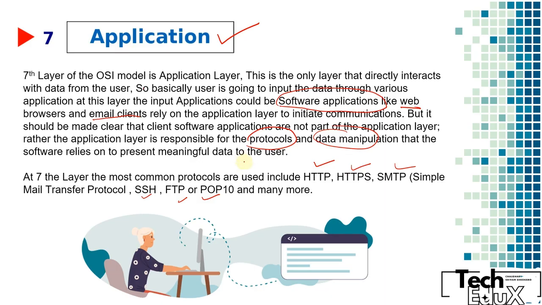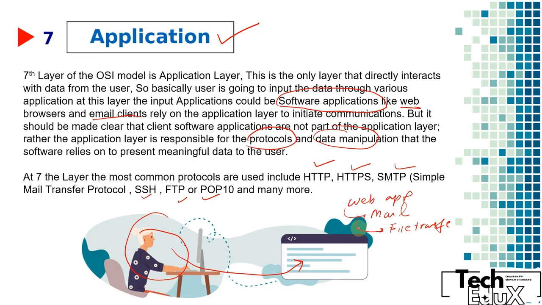So basically what this paragraph is trying to say is that your user is going to directly interact with your application. This could be a web application, or a mail application, an email application. Okay, this could be something like a file transfer application, an FTP server, or anything else. So the user is basically providing input to these applications.